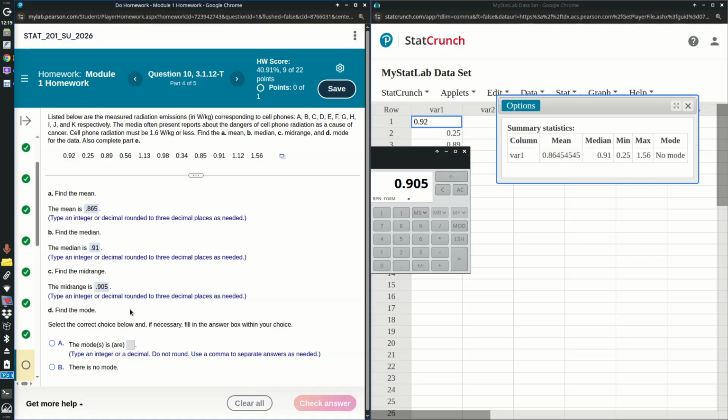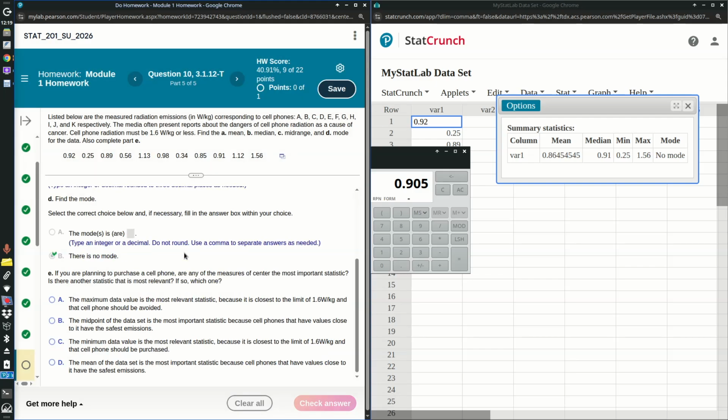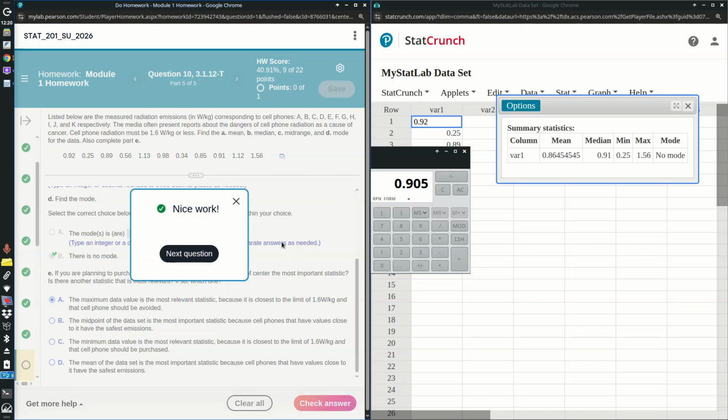And then lastly, the mode. It says no mode, so we have no repeated numbers. Usually if we have lots of decimal places, mode is not going to be very common to use or see. This is talking about cell phone radiation, and it says it's dangerous if it's 1.6 or more. So the max is what we care about because it's going to be the closest to that value. So the maximum data value is the most relevant because it's closest to 1.6, this 1.56 number, and that's the one we want to try to avoid.